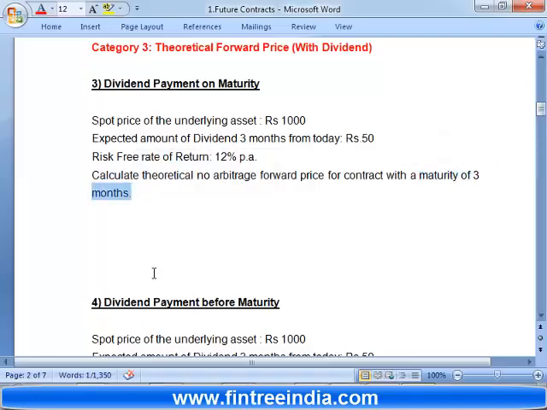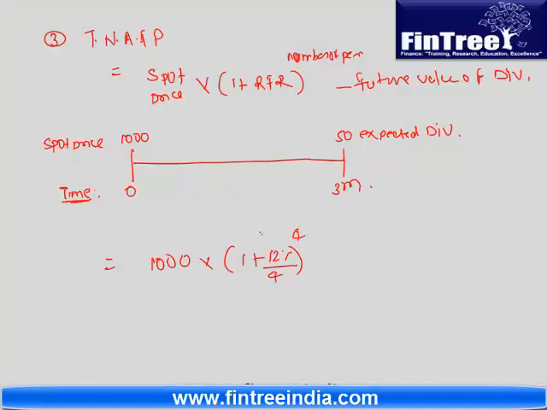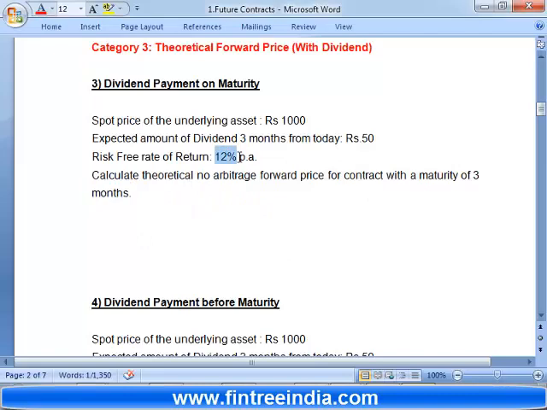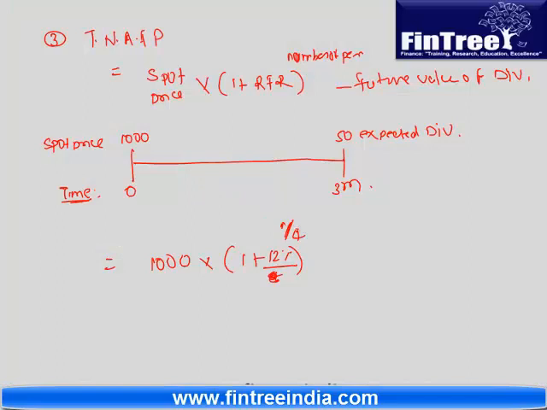Is that correct? It says maturity of 3 months. 3 months means 1 quarter. So therefore we will say divided by 4. In fact, we have done it wrong. 1000 into 1 plus 12% raised to 1 by 4. Okay, this should be the correct answer. Again, understand this. 12% is per year. We want to calculate future value only for 3 months. So therefore, we will say raised to 1 by 4.